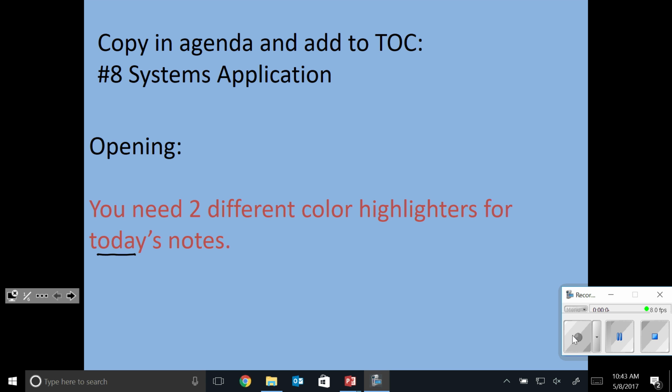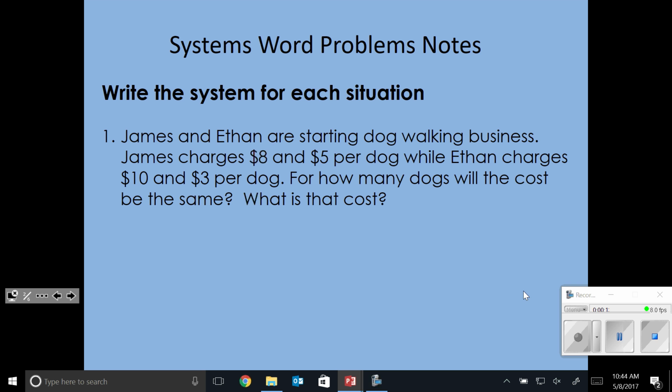This topic is systems applications. So we're going to be looking at word problems with systems, and the notes paper that you have is just setting up the system. We're not solving it this time. We're just setting it up. And then on your homework, you will actually solve to find the questions.